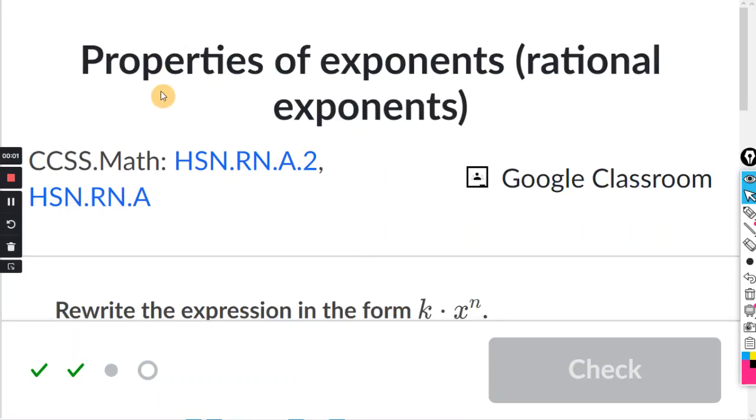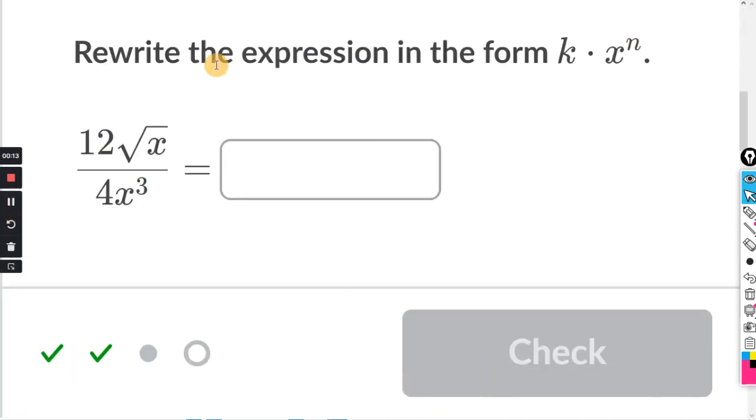This will be for the exercise, properties of exponents. I recommend that you do the properties of exponents intro first. So they want us to rewrite this expression in the form of a constant times x to the power of n.